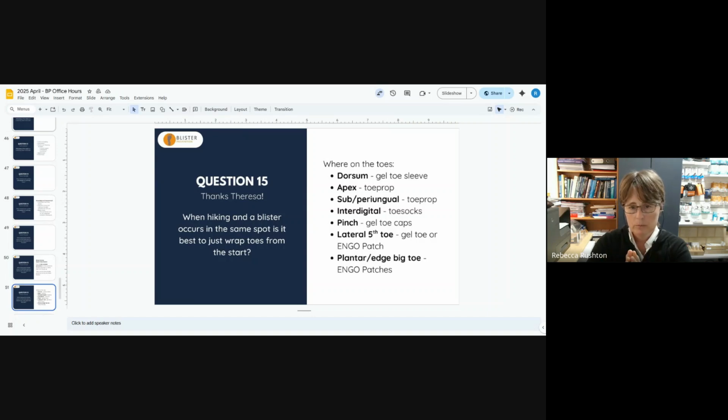Interdigital blisters, it will be either toe socks or gel toe sleeve. Depends on how many toes we're getting it on. You can't have a gel toe sleeve on really more than one. You might get away with two toes. So if it's all the toes, it's toe socks. If not, then it's the gel toe sleeve. Pinch blisters, definitely gel toe caps.